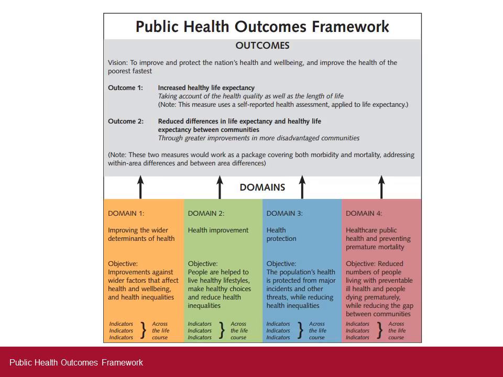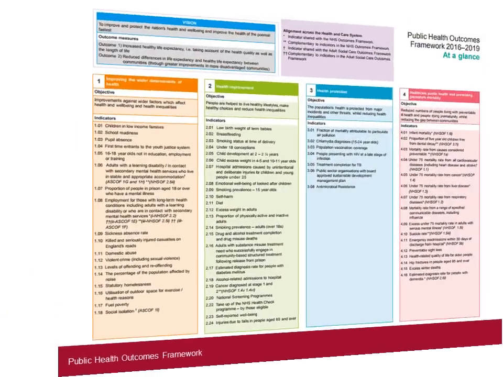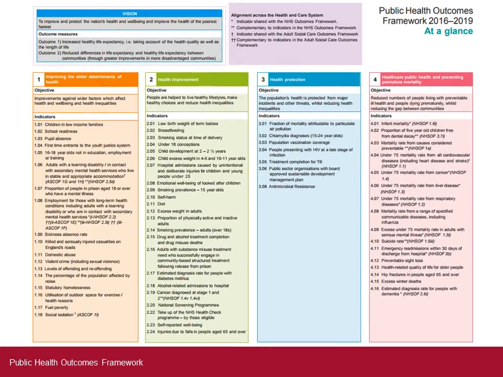These indicators are grouped into 4 domains. They are improving the wider determinants of health, health improvement, health protection, and healthcare public health and preventing premature mortality. Indicators have been included that cover the full spectrum of what we understand public health to be and what we can realistically measure at the moment.